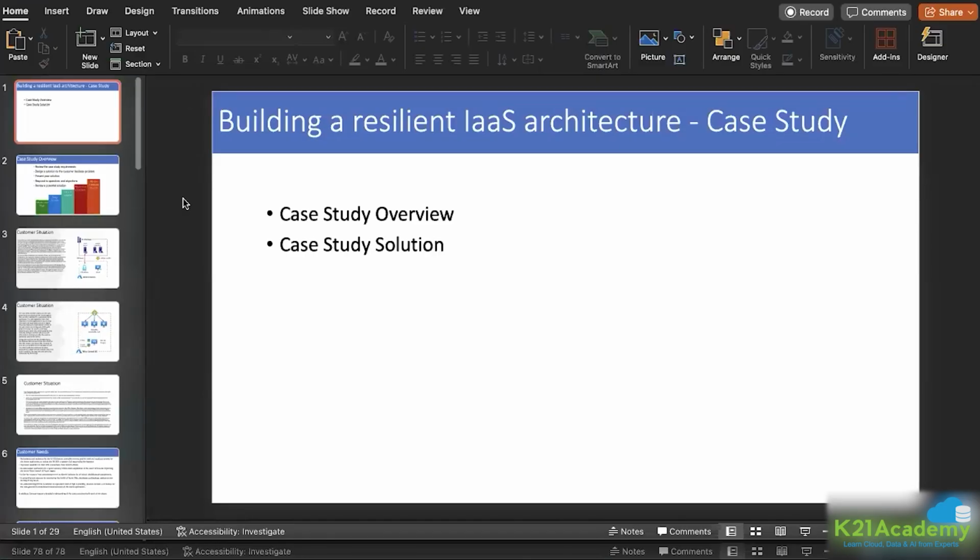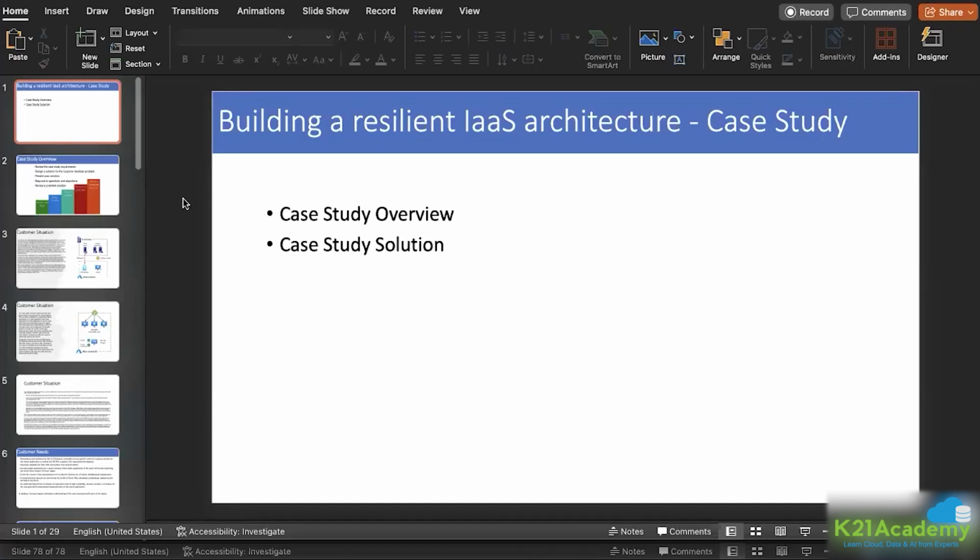So, building a resilient infrastructure as a service architecture. And there will be another case study. In today's agenda, I will be covering two case studies. The first case study is more focused on the infrastructure side of it. That particular infra piece will get covered, which includes application, data, infrastructure setup and all.